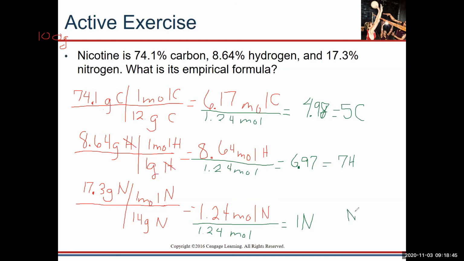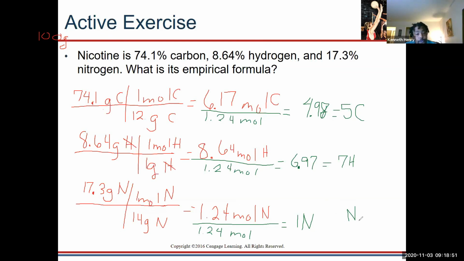NC5H7. That is correct, that would be one way of writing it. But typically, carbon will always go first if you have a covalent compound. Then you'll have your hydrogen, and the one that is the most electronegative is going to go last. That's typically how you write covalently bonded compounds. So we'll put our carbon first, our hydrogen second, and then our nitrogen last.